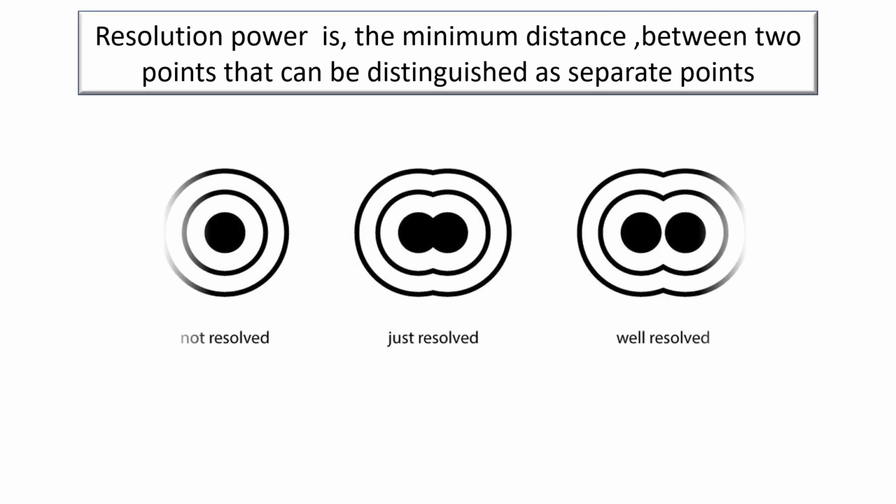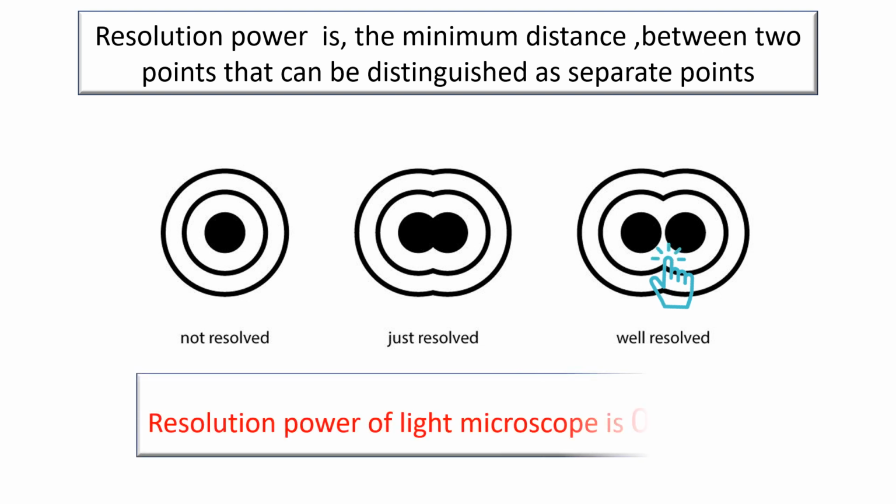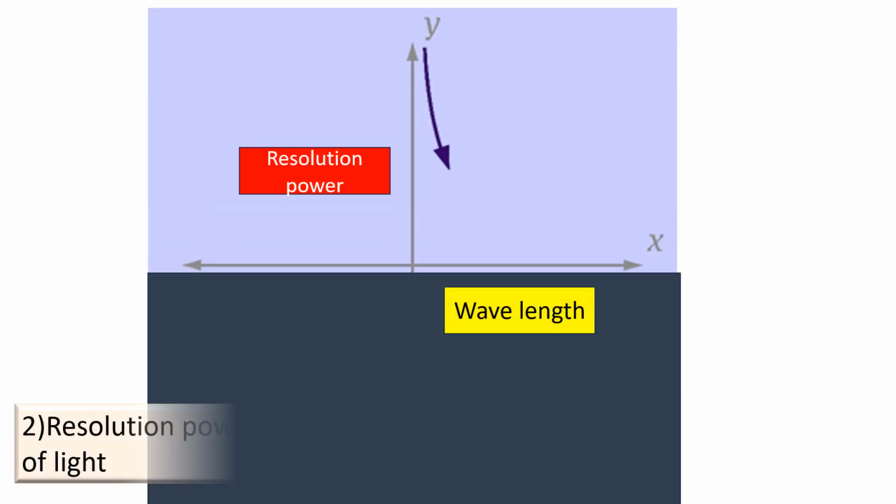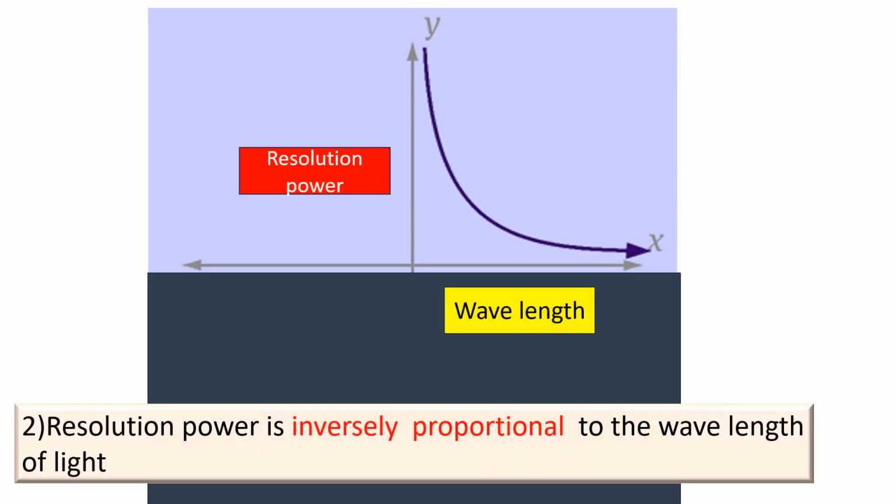Resolution power is the minimum distance between 2 points that can be distinguished as separate points. The resolution power of a light microscope is 0.2 micrometers. Magnification is limited due to the resolution power. The resolution power of the light microscope is inversely proportional to the wavelength of light.